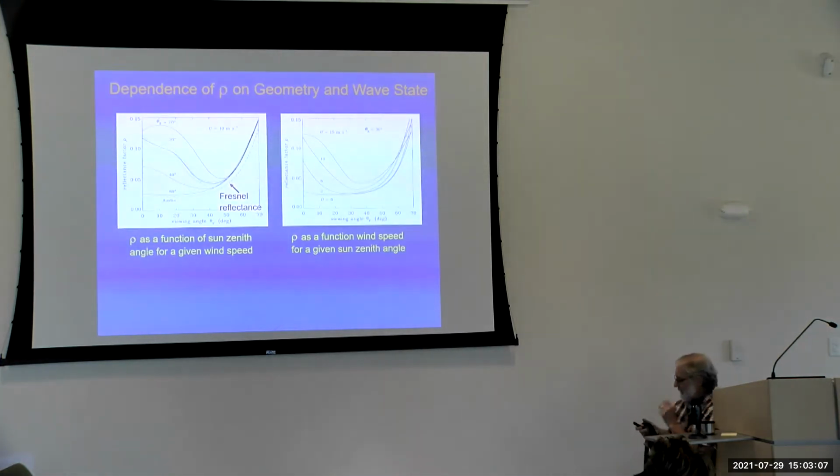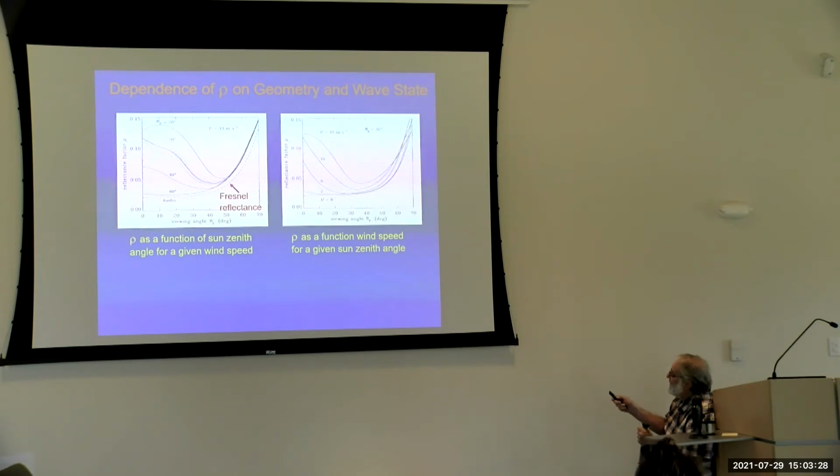And those have been used probably far more than they should have, because they were just pretty simple simulations. But what I did was things like, here's a wind speed of 10 meters per second and a sun angle of 20 degrees, 30, 40, 60. And then here's a sun angle of 30 and different wind speeds, 15, 10, 5, 2.